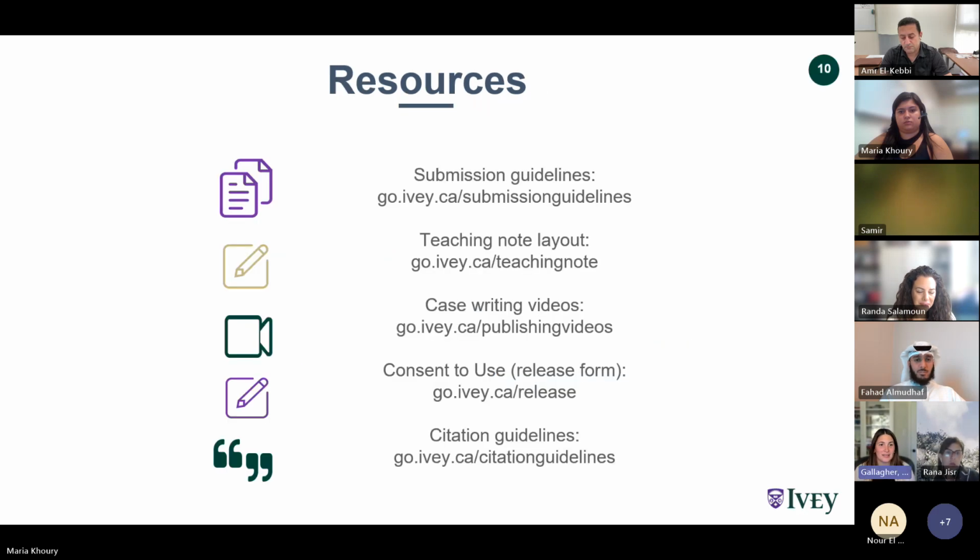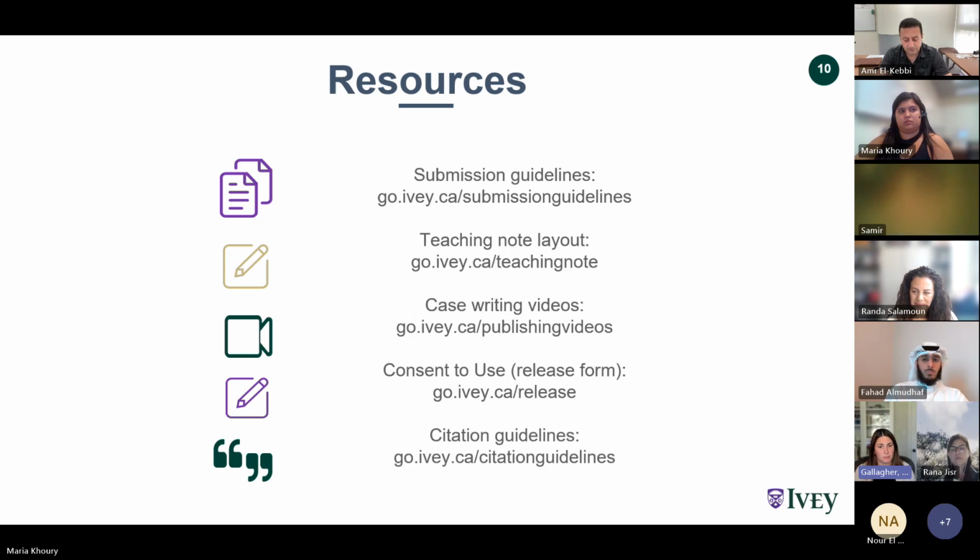And then last but not least, we have wonderful resources on our website. There are submission guidelines. Please go in and follow those submission guidelines. They are the keys to what the product coordinators are looking at when they first receive the submission. There is a teaching note layout available as well. The teaching note layout is really meant to be a copy and paste, so you can definitely download it and start putting in all the information that you have for the teaching note.